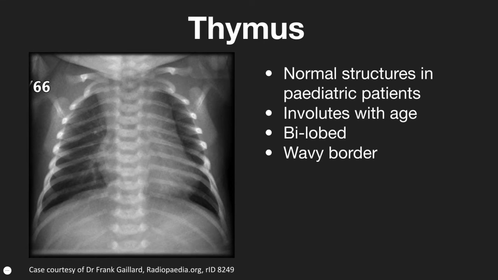When you read textbook descriptions of the thymus, they often make reference to its wavy border. In my experience thus far, this isn't well seen. However, the image that is on the left side of the screen is about the best example I've seen. So take a look at the left border of the thymus here, which has a wavy appearance.